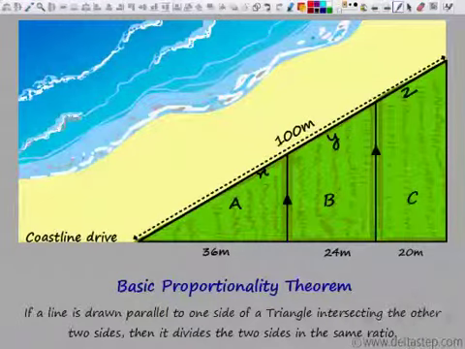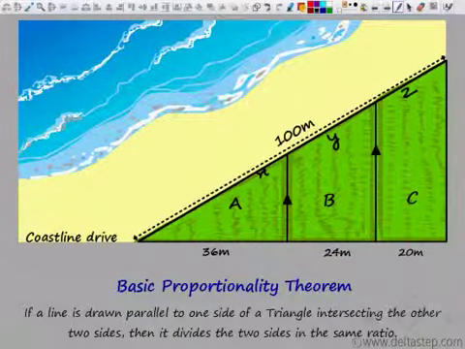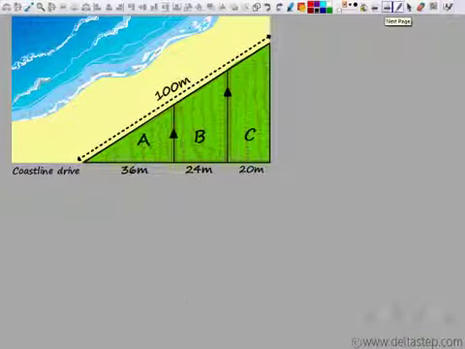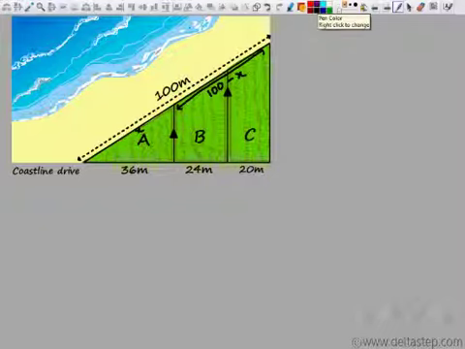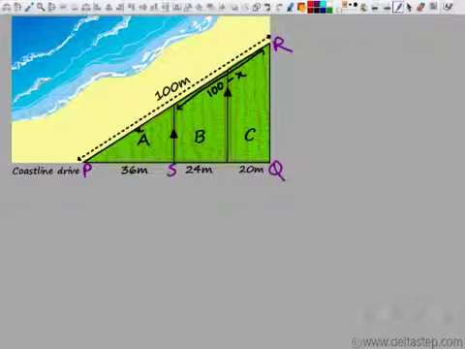So let's use the basic proportionality theorem to find these 3 distances. So this is what we have. Let's say this is X. If this is X, then this entire distance would be 100 minus X, because the total is 100. X plus 100 minus X should give me 100. Let's name this big triangle PQR. So let's say this is P, this is Q, this is R. And let's look at this line, which is parallel to RQ. Let's call this S and T.